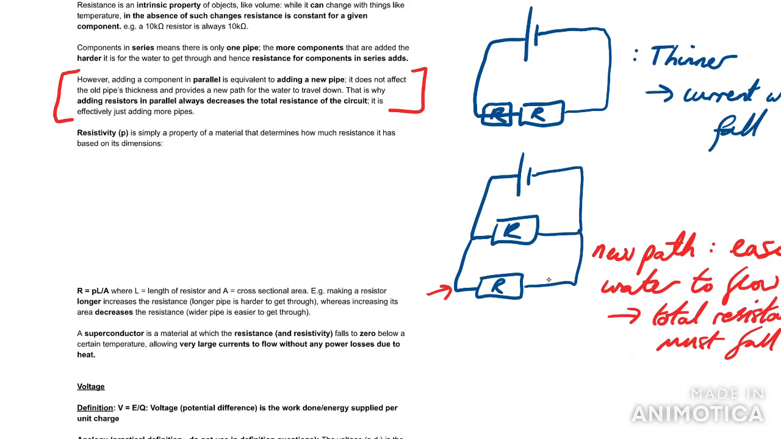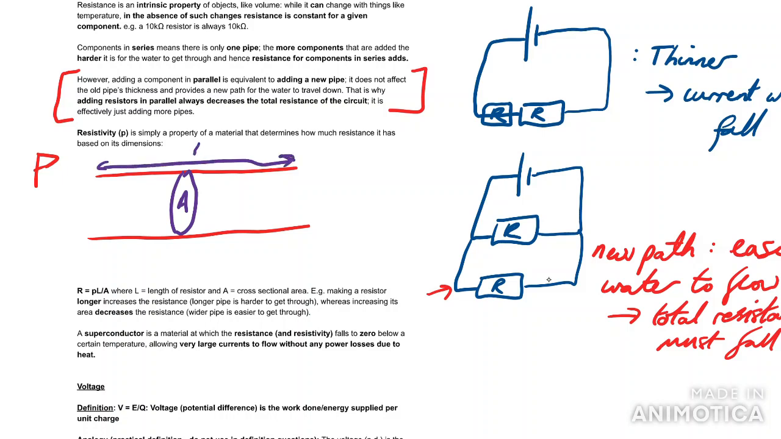Then resistivity, just quickly, is a property of a material that determines how much resistance it has based on its dimensions. So if you imagine you have a wire made of some material of resistivity rho, with a cross-sectional area, which is obviously to do with its thickness, of A, and a length of L, then its resistance will be the resistivity times the length over the area.